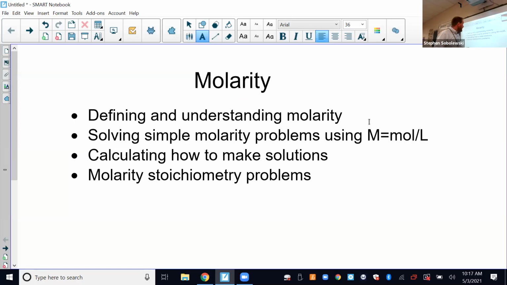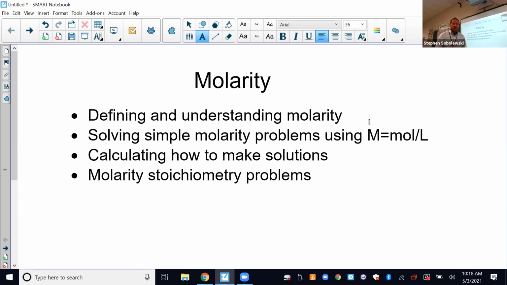Hi everyone, in this video I'm going to be talking about molarity. Molarity is a way we measure concentrations of solutions. Remember, the solution is something dissolved in something else. The vocab terms we use are a solute dissolved in a solvent. Remember, water is a universal solvent, so water is usually going to be the solvent in our solutions.